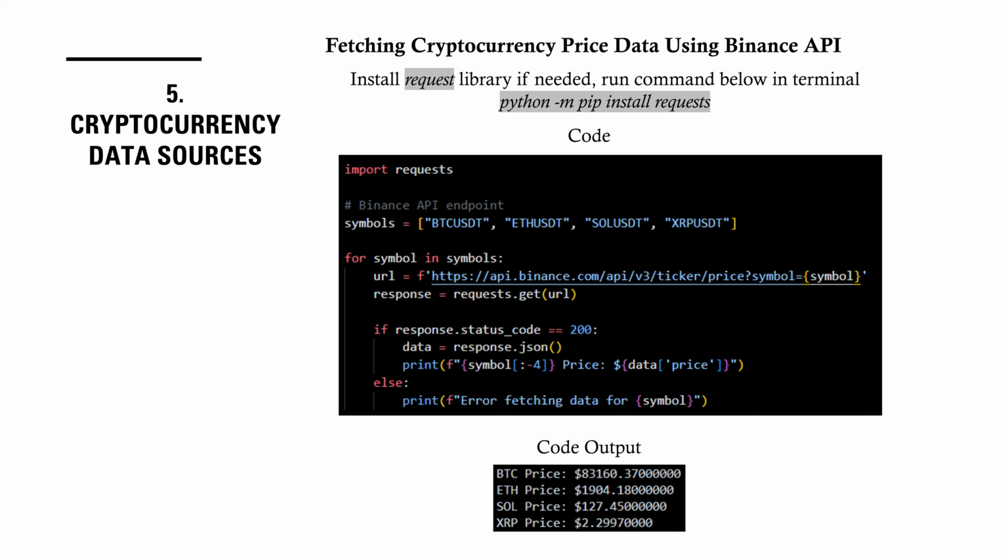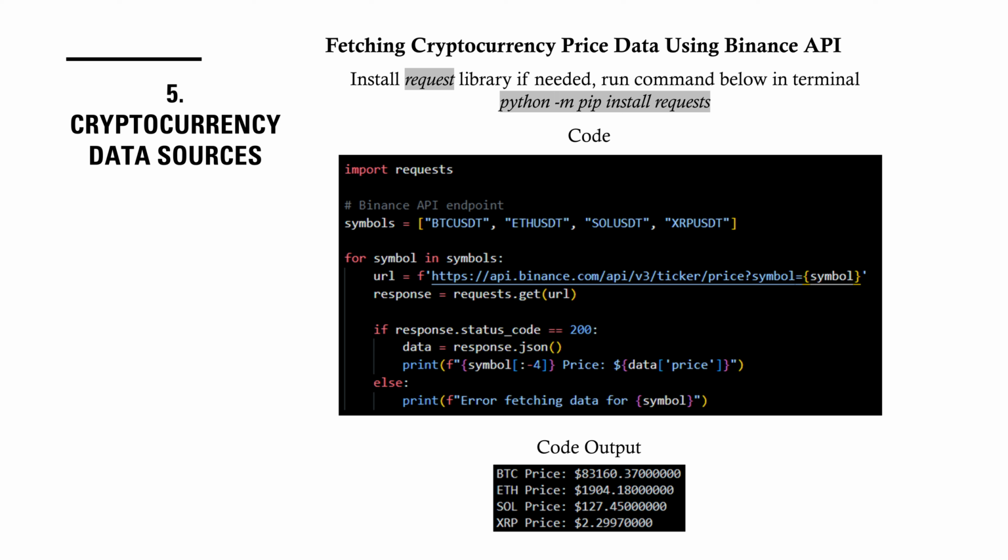This slide shows how to retrieve real-time cryptocurrency prices using the Binance API. We define a list of trading pairs and loop through each one to request its latest price from Binance's public API. The requests library sends the GET request, and if the response is successful, we extract the price from the JSON response and print it. The output displays the live market prices for Bitcoin, Ethereum, Solana, and XRP in USD.